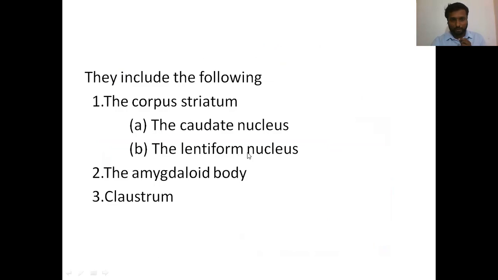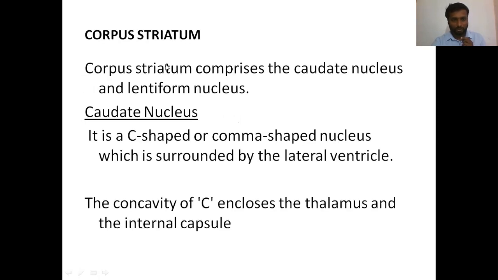Mainly three groups are there: corpus striatum, amygdaloid body, and claustrum. The corpus striatum has two parts: one is the caudate nucleus, the other is the lentiform nucleus. We have to discuss the details of the caudate nucleus, lentiform nucleus, amygdaloid body, and claustrum. First, we will discuss the corpus striatum, which includes the caudate nucleus and lentiform nucleus.